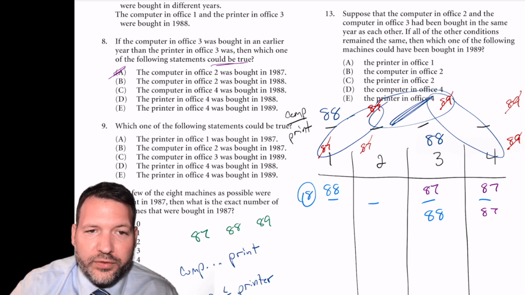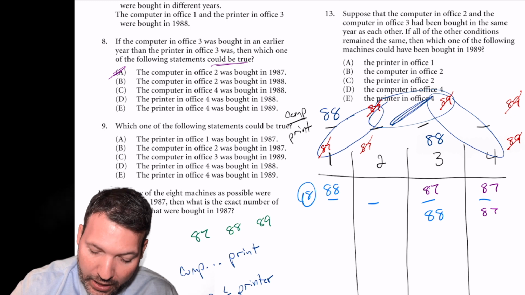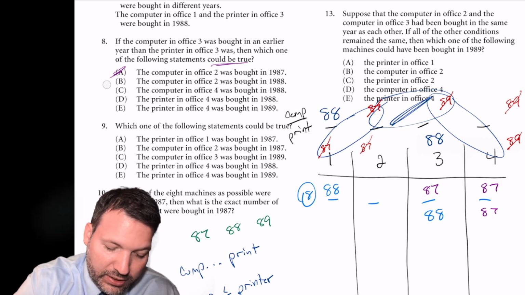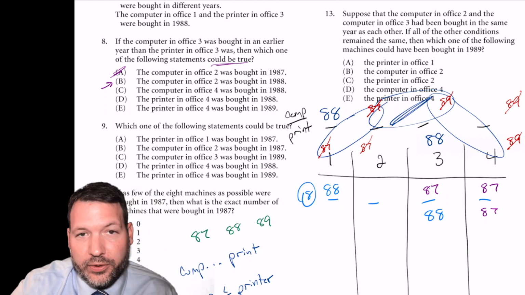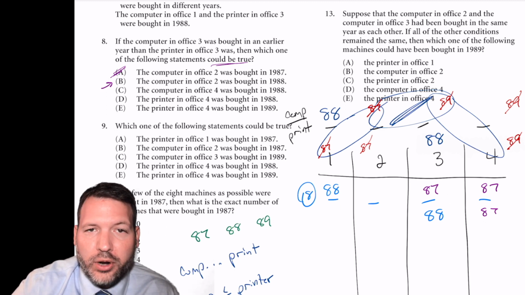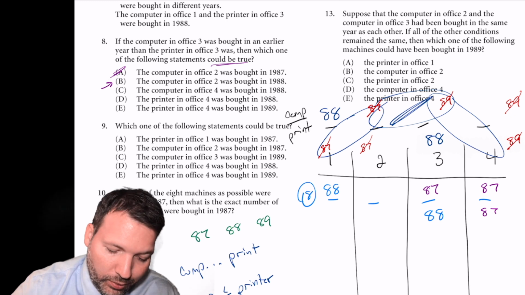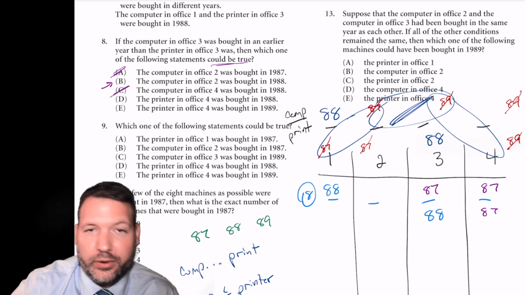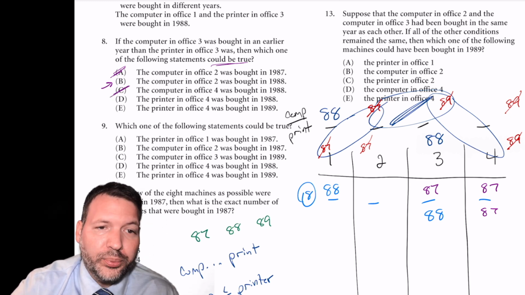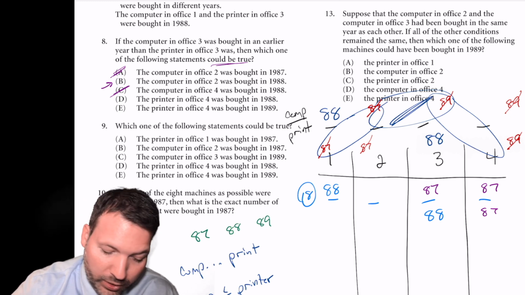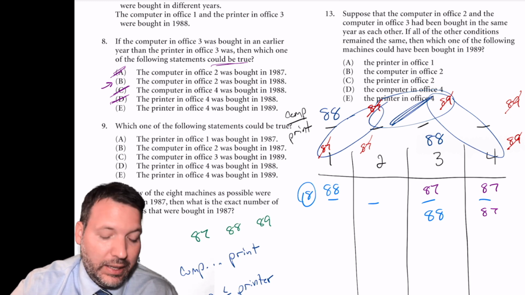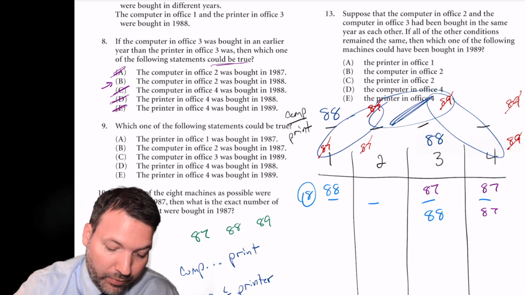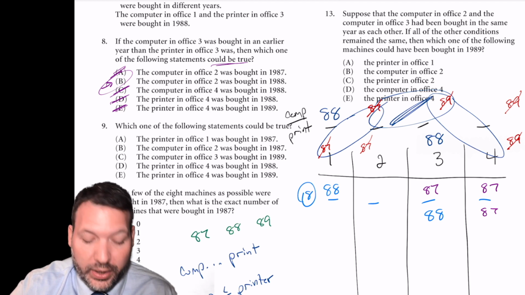B, the computer in Office 2 was bought in 1988. Certainly seems possible. We didn't say anything about that, so I'm not going to get rid of it. I'm just going to keep it for the moment. C says the computer in Office 4 was bought in 88. Well, we actually know based on this particular question that's not true. D, the printer in Office 4 was bought in 1988. Nope, not according to what we figured out. E, the printer in Office 4 was bought in 1989. Nope, not according to what we figured out. And so B is actually the best choice there.